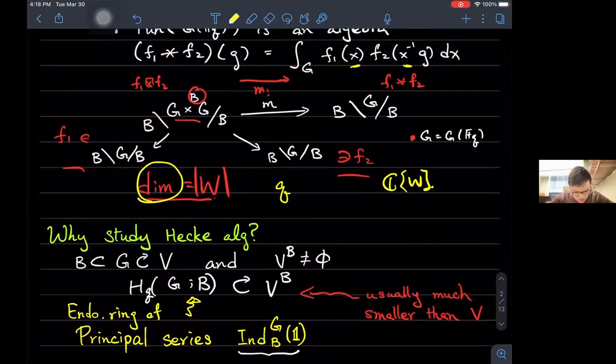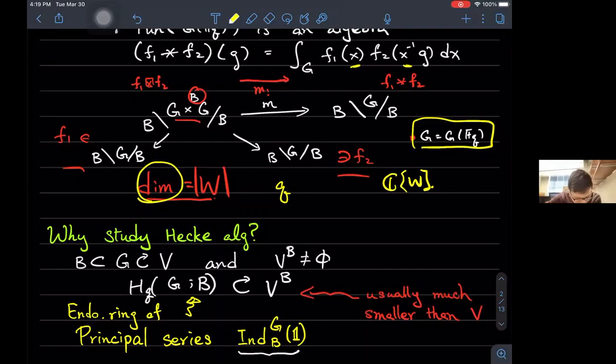So why do we study Hecke algebras? Again, G and B are finite groups in this notation here. If I have G acting on V, then B will act on V by restriction. If I further assume the B-invariant subspace is non-empty, then the Hecke algebra actually acts on the B-invariant space. In this case, the B-invariant space is usually much smaller than V, so it is easier to study.